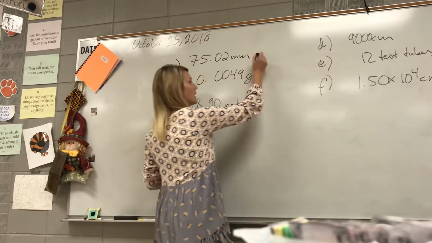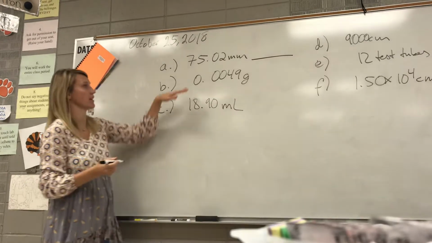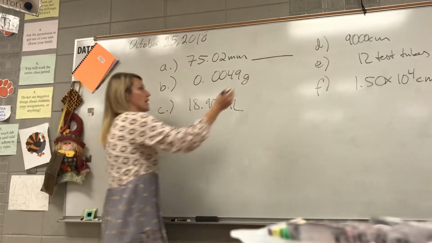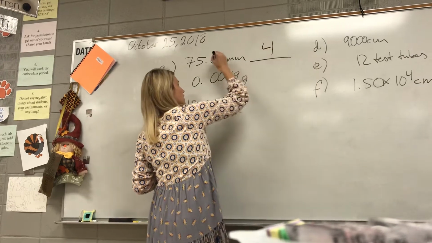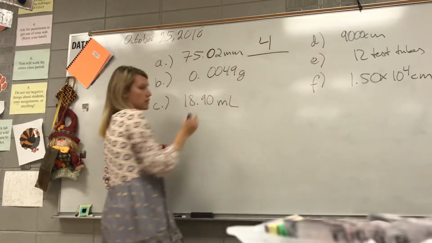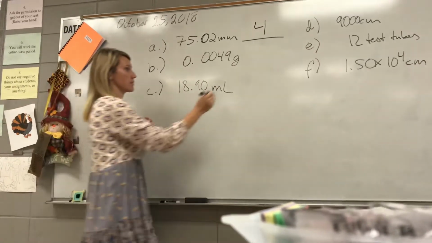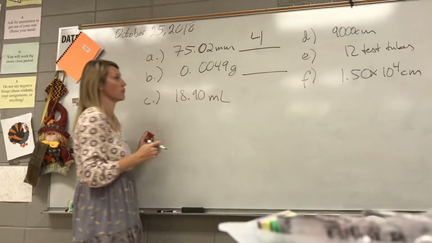So how many significant figures do you think 75.02 millimeters has? 4. Very good. It sounds very confident. How do you know that this 0 counts? Excellent. It's between 2 real numbers. Very good. Then your next measurement was 0.0049 grams.